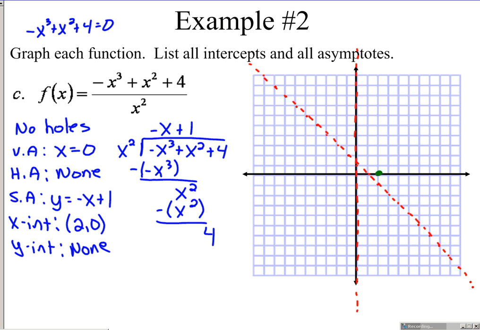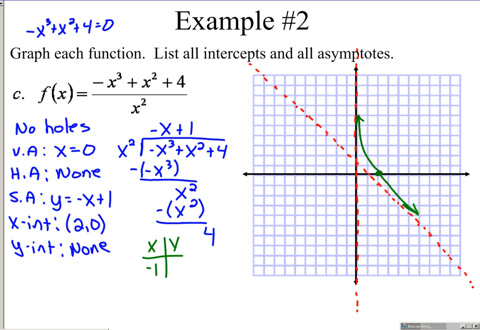So to the right of that vertical asymptote, we know that our graph has to be in here. To the left, we're not sure. We need to go and plug in a point. Let's plug in negative 1 for x. Put in negative 1 for x. We're going to get out negative 1 cubed, which is negative 1. Apply that negative in front.